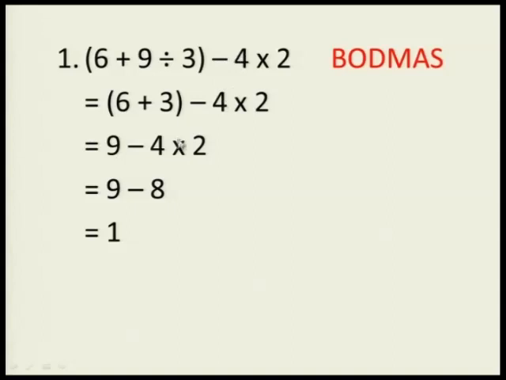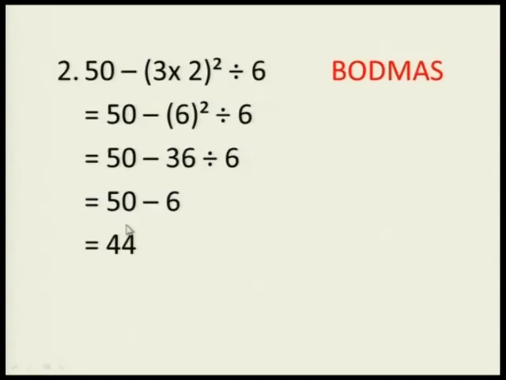We bring down this 4 times 2 every time, and now we've got subtraction and multiplication. Multiplication is before the subtraction, so we're going to say 4 times 2 is 8. Then we subtract and we get 1.